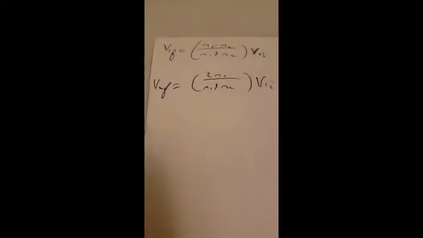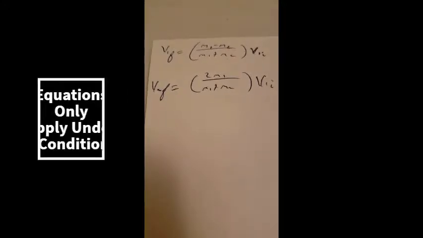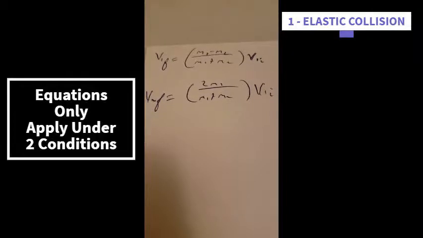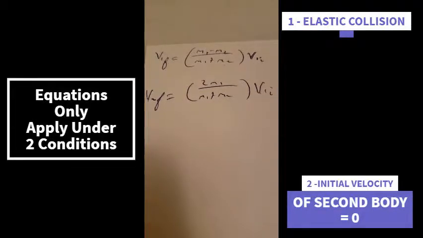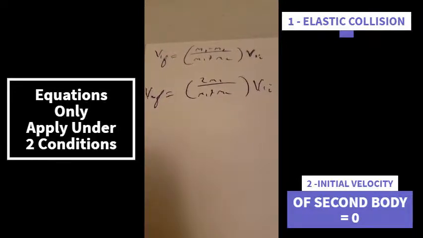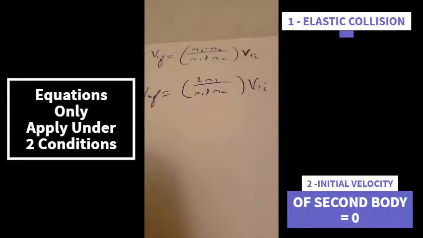Okay, so I'm going to be using two equations to find the final velocity of both bodies. The final velocity of the first body is (m1 minus m2) over (m1 plus m2) times v1 initial. Then the final velocity of the second body is 2 times m1 over (m1 plus m2) times v1 initial. These two equations only apply under two conditions: where it's an elastic collision and where the second body has an initial velocity of 0. If the second body is moving at a velocity, then these equations will not work. Its momentum has to be 0.